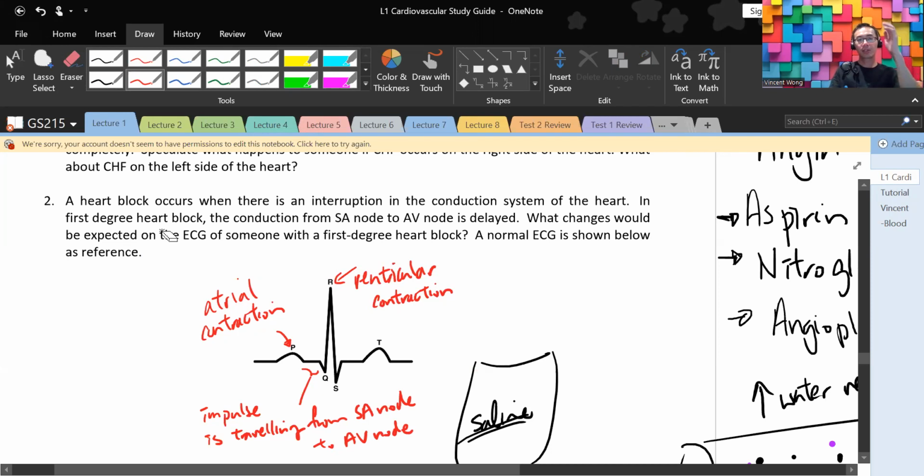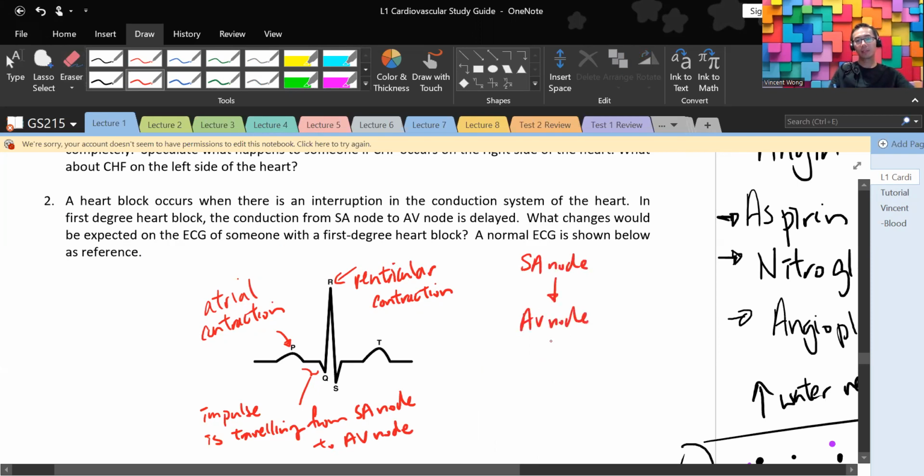Okay, so here a heart block occurs when there's an interruption in the conduction system. Right? So the normal conduction system is from SA node to AV node and then to the Purkinje fibers, right? And so when you interrupt this flow of impulses, then we have what we call a heart block.